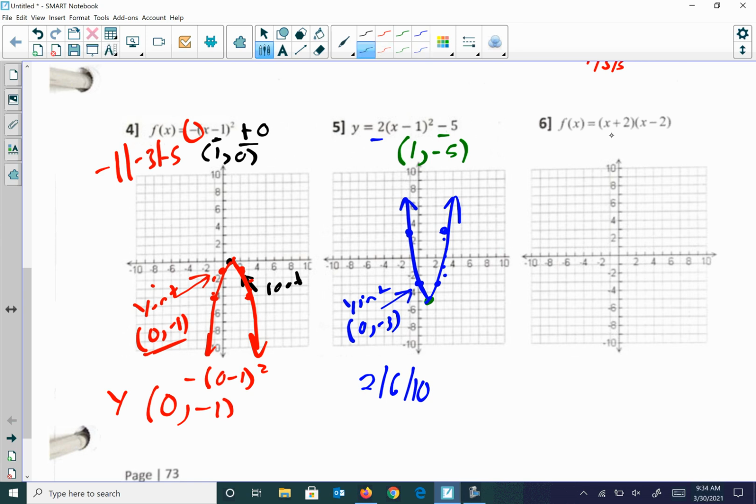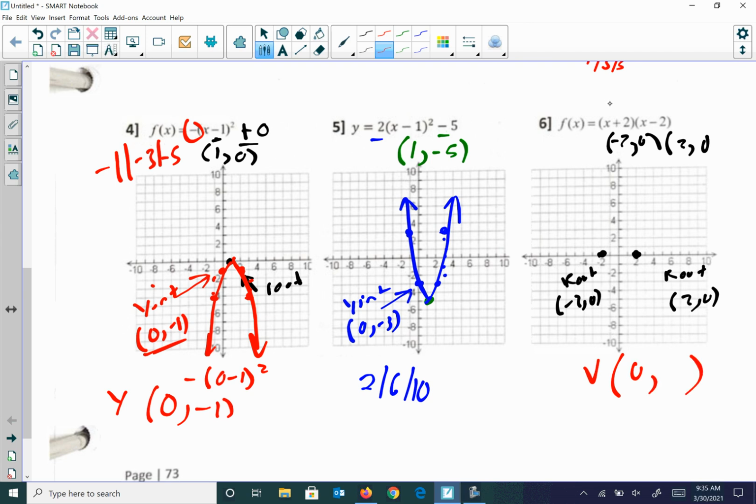This one's factored form, so this is going to give me -2, 0, which is a root. This is going to give me 2, 0, which is also a root, because it's where it crosses the x-axis. Halfway in between those is 0. So my vertex is going to live at 0 comma something. If I take 0 and plug it in, I'm going to get 0 plus 2 and 0 minus 2. So that's 2 times negative 2, which is negative 4, which is down here.